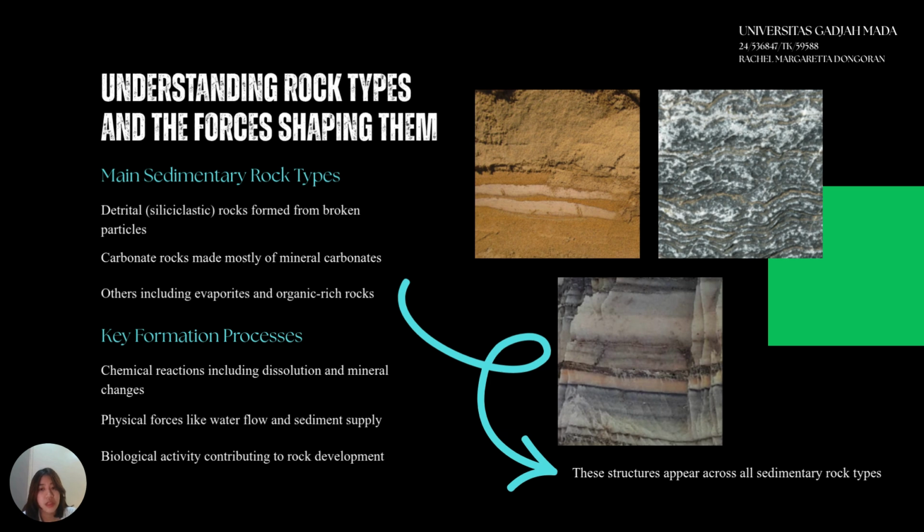Carbonate rocks like limestone and dolostone form mostly from chemical and biological activity, such as the accumulation of shells or precipitation of minerals in marine environments. Other types include evaporites, phosphate rocks, organic rich rocks, chert, and even volcaniclastic deposits. All these rock types can display sedimentary structures, meaning structures aren't limited to one setting but occur in almost every sedimentary environment on Earth.